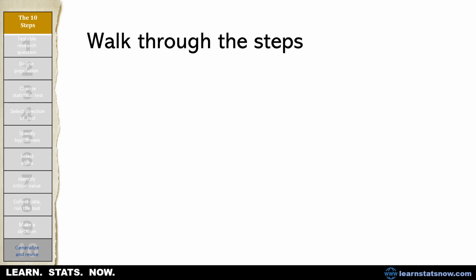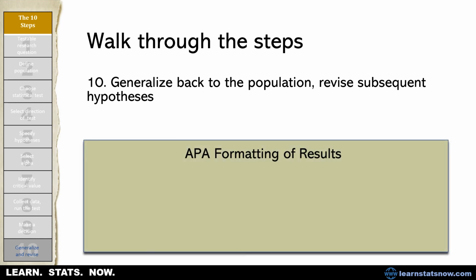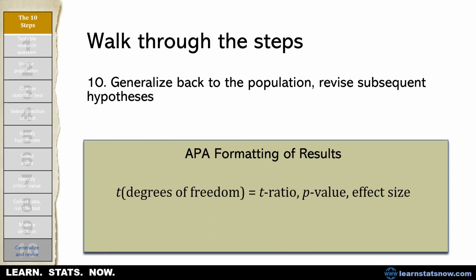Okay, our 10th and final step is really not a statistical step. It's more of a reminder to generalize back to the population and revise subsequent hypotheses. We're going to take our results and use them to inform future research. Now, when we get those results, we do need to format them into APA format. The general form for a t-test is to note the specific test, t, the degrees of freedom, the t ratio, which is our t obtained, the p-value, and then the effect size.